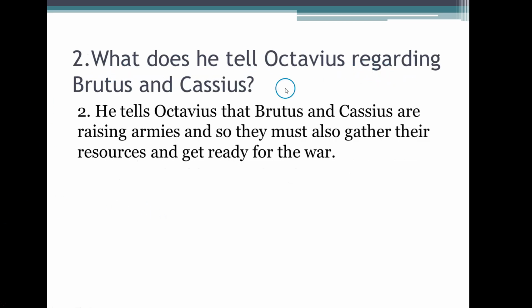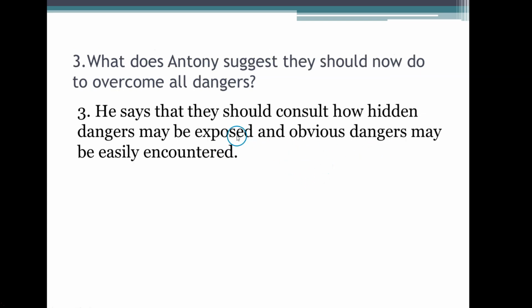What does he tell Octavius regarding Brutus and Cassius? He tells Octavius that Brutus and Cassius are raising armies. So you can underline are raising armies, and so that they must also gather their resources and get ready for the war. So this entire part till the war you can underline as keywords.